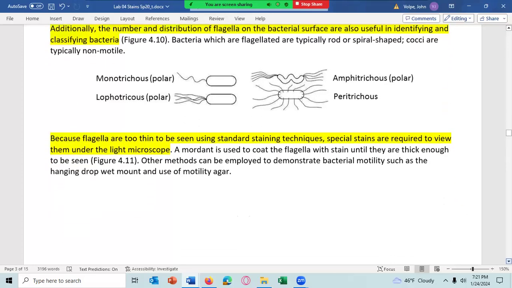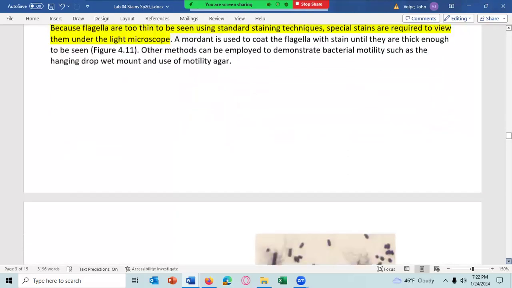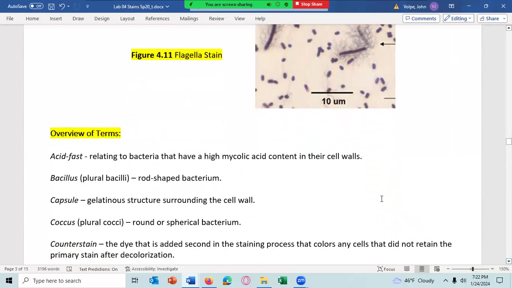Because flagella are too thin to be seen under the microscope using standard staining techniques, you need a special stain in order to see the flagella under the microscope. Usually the flagella stain just coats the flagella. So this is the flagella. It just coats the flagella many times, and that way you can see the dye on the flagella. And it will also illustrate the flagella. All right, any question about any of that? If not, there's the flagella stain.